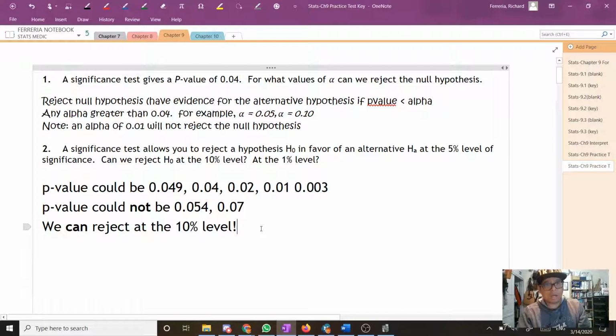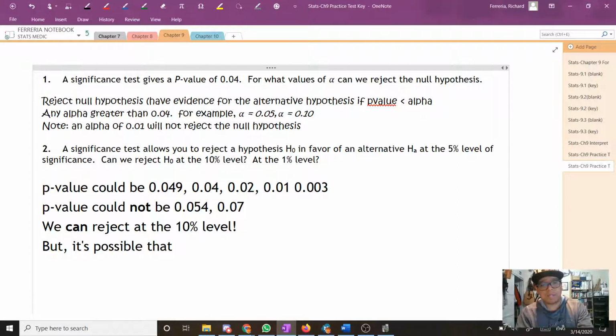So it's possible that we cannot reject at the 1% level. We just don't know. So we don't know, we can't reject.